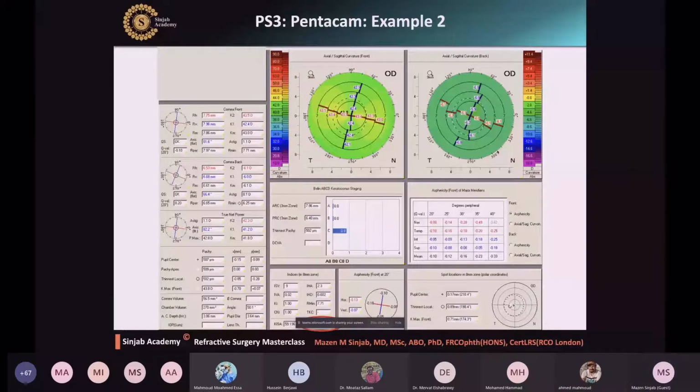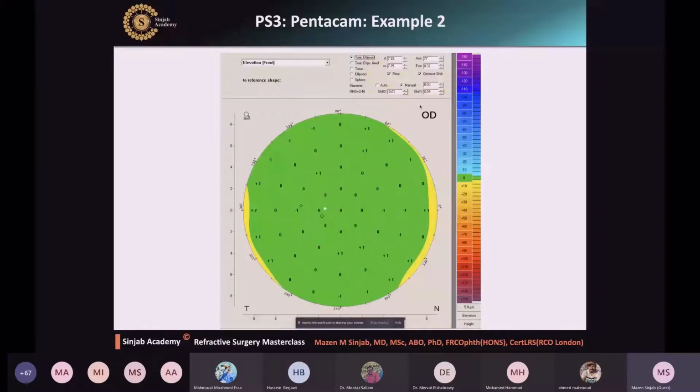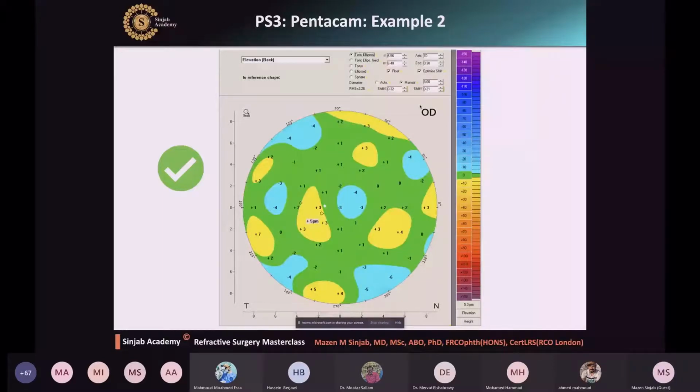We come then to the elevation front in the toric ellipsoid. It is normal. We come to the posterior. It is normal. We come to the relative pachymetry map. It is normal. We come to the slope. It is normal.